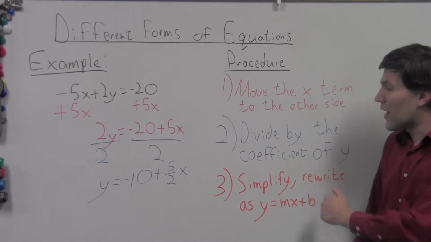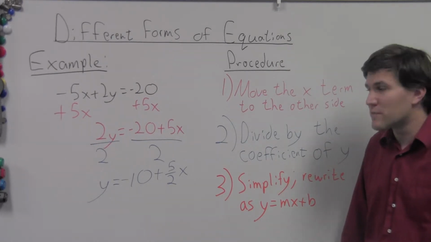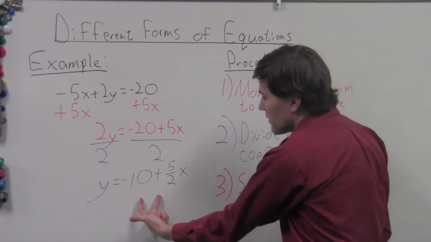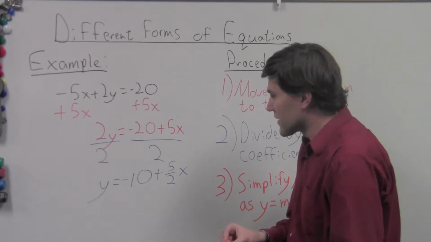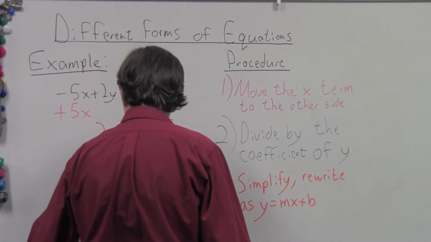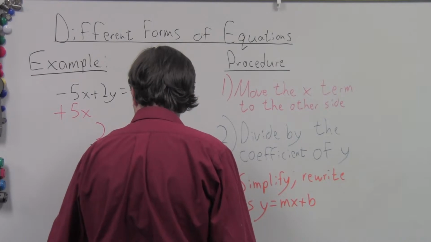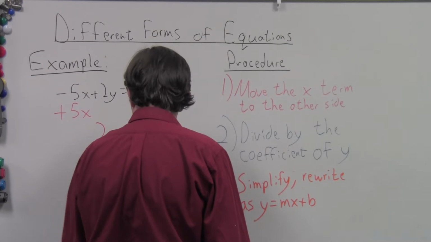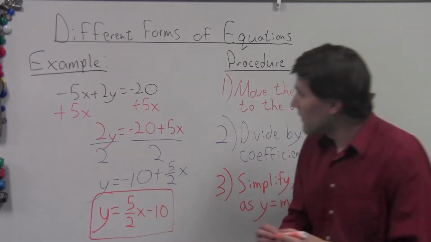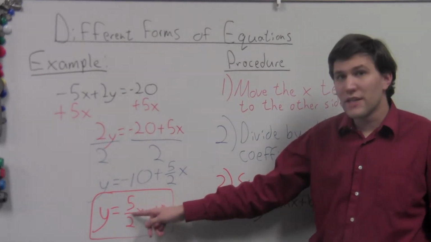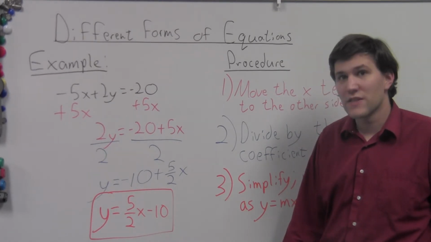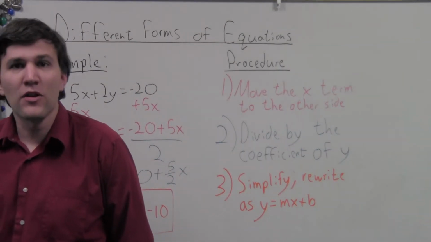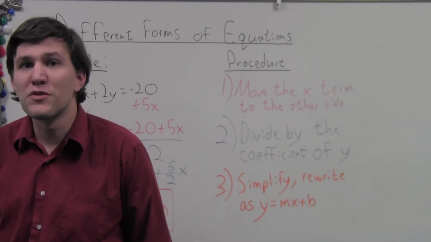And then we rewrite this as y equals mx plus b. So we're just going to use the commutative property to swap the order of the addition and subtraction. And our final answer is y equals 5 over 2 x minus 10. I'm going to leave this up for a moment so you can copy this down. Pause the video if you need to, and we'll move on to the next example.